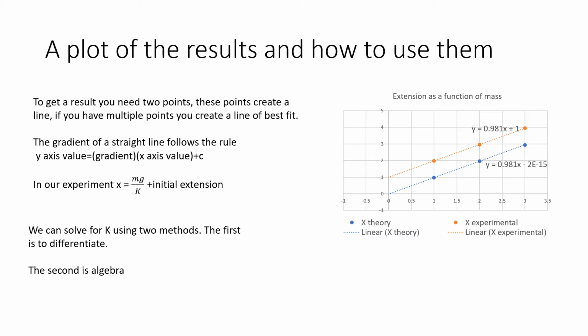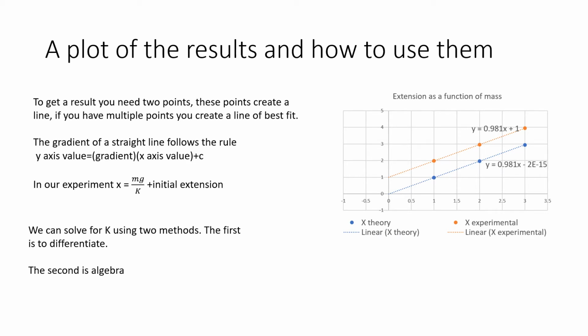So if you look at this graph, we've got 3 points here and they make this line. This orange line represents what you would get from the experiments, and the blue one is what you would get if the experiments were perfect somehow, but obviously they're not, so you can ignore this blue one for now.